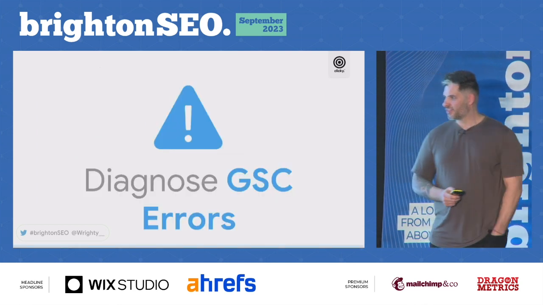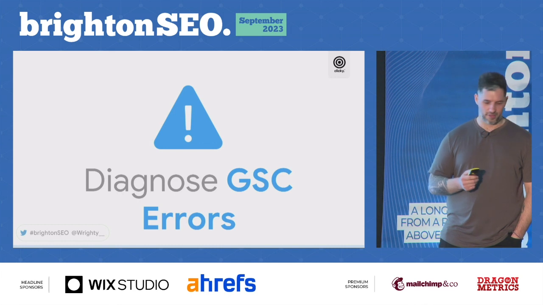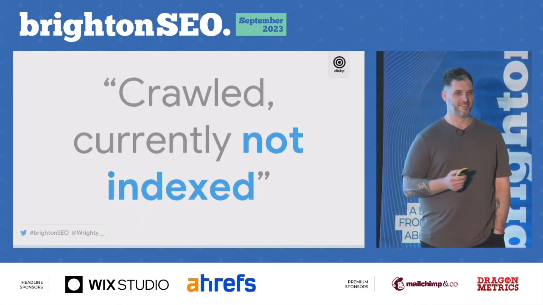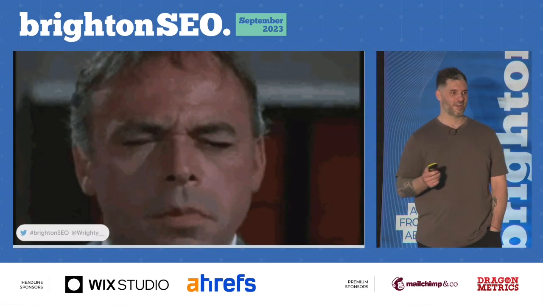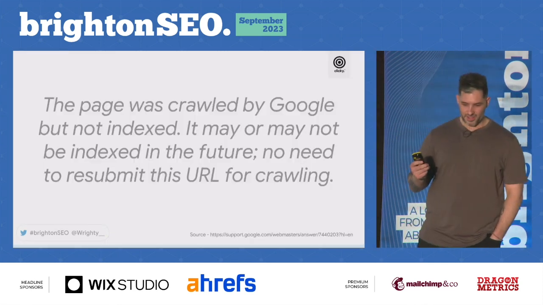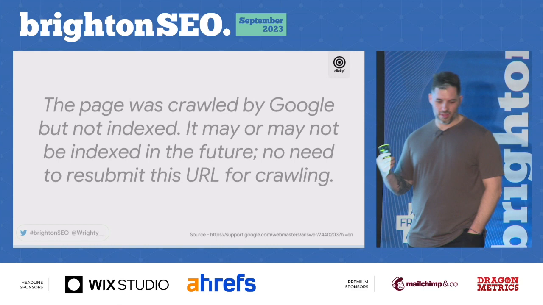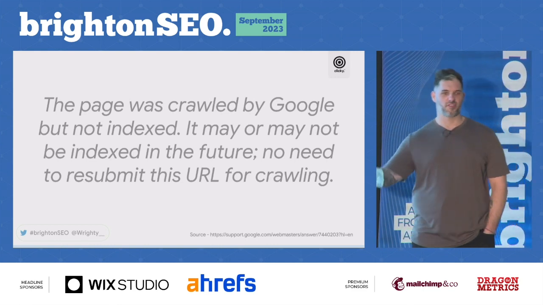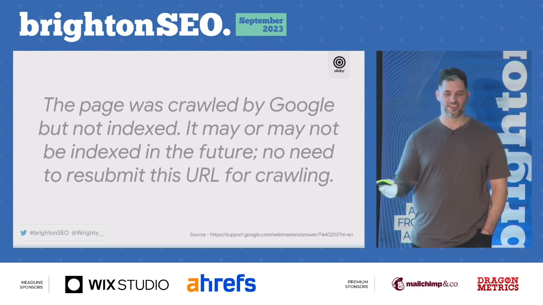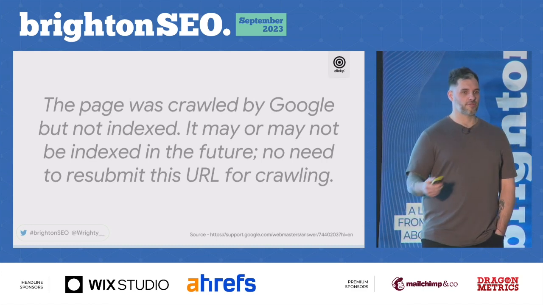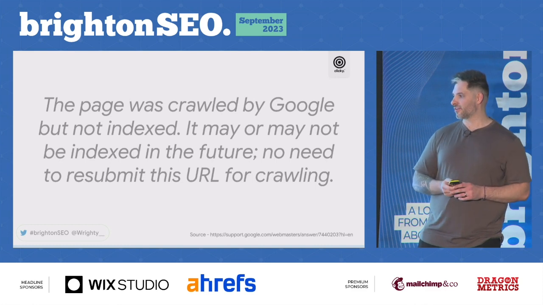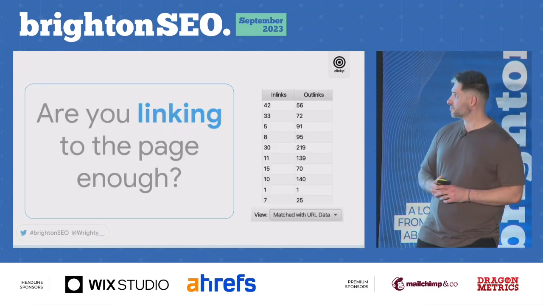A big section of this is going to be talking about Google Search Console errors. Everyone, I assume, has run into this at some point, seen this error in their Search Console and reacted something like this, or at least I do. So this particular error, it means that the page was crawled by Google, not indexed. It might be indexed in the future, no need to do anything with it. Basically, there's not a lot you can do. But there are a few things that you can use logs for to try and analyze this a little bit further and see if you can get the URL crawled.